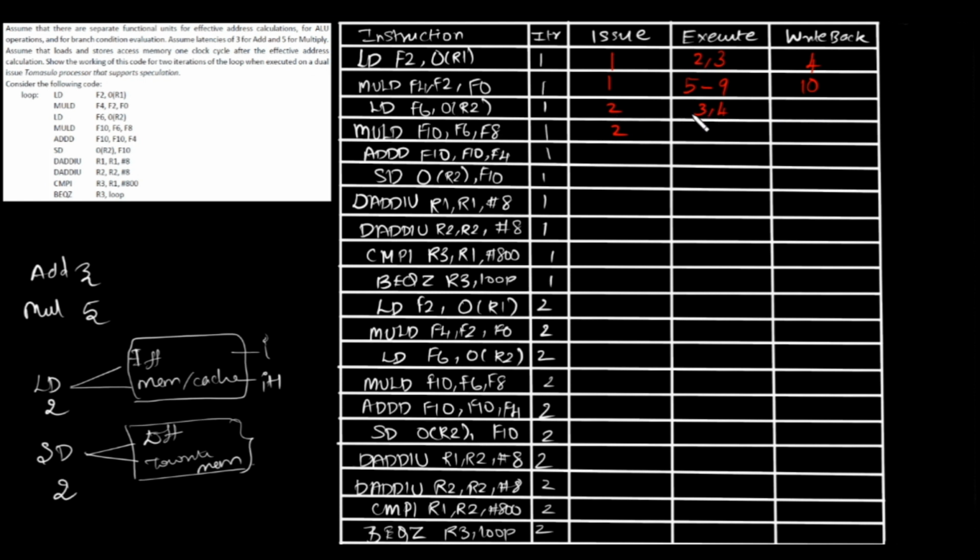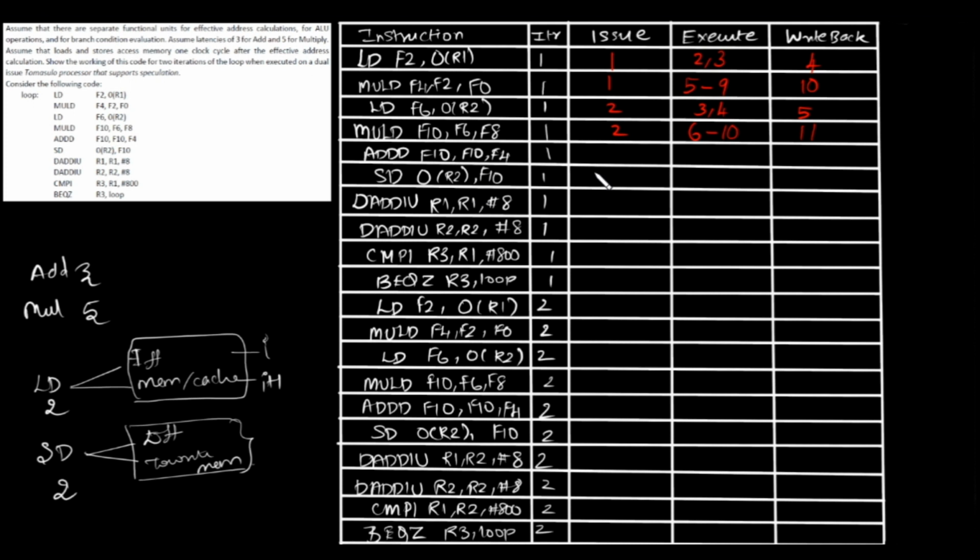Hence we will have the 3, 4 here. Execution can start at 3, 4, and you will complete that operation and write back at 5. And the multiplication operation is dependent on this previous load, and F8 is fixed. So if F6, multiplication can start at the 6th clock cycle, and it will have 5 clocks of operation. So it will complete at 10, and it will write back to the register at the 11th clock cycle.